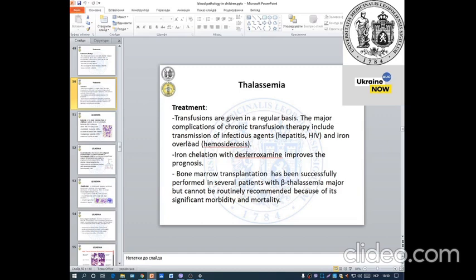Iron chelation with deferoxamine improves the prognosis. Bone marrow transplantation has been successfully performed in several patients with beta thalassemia major, but can't be routinely recommended because of its significant morbidity and mortality.